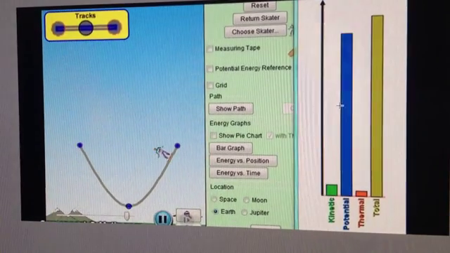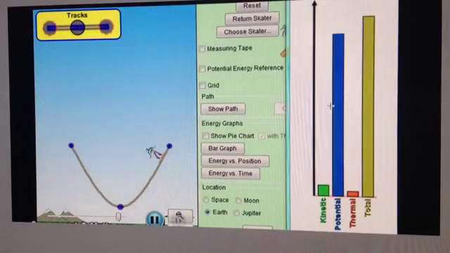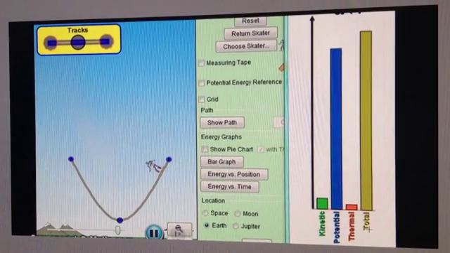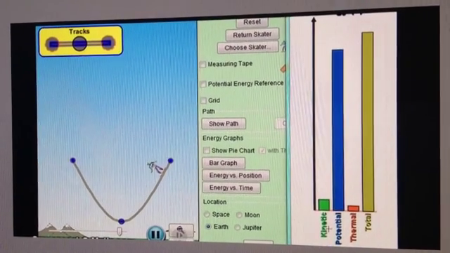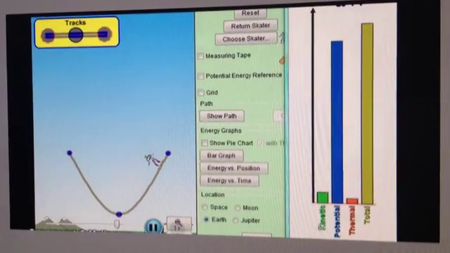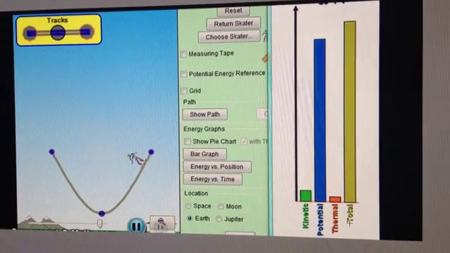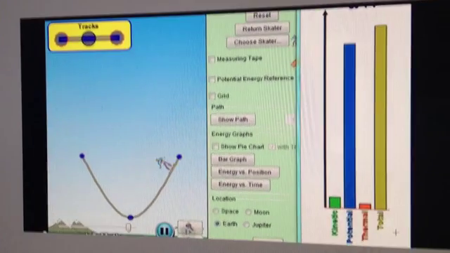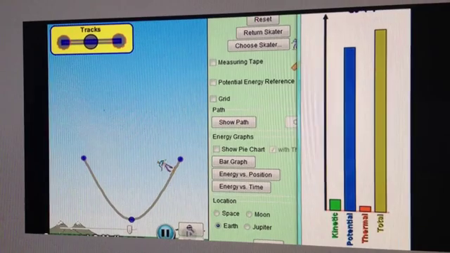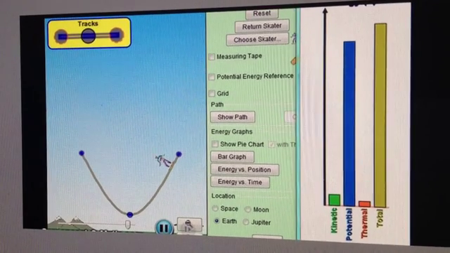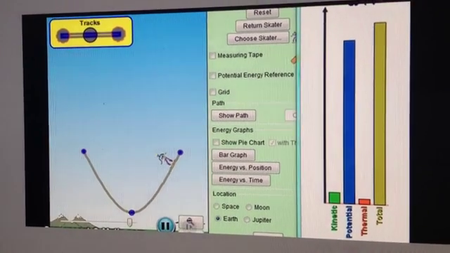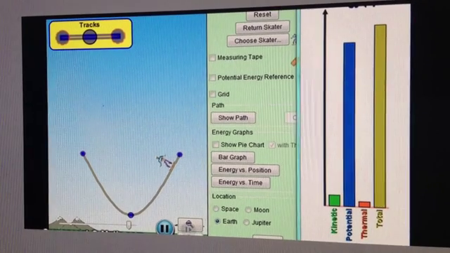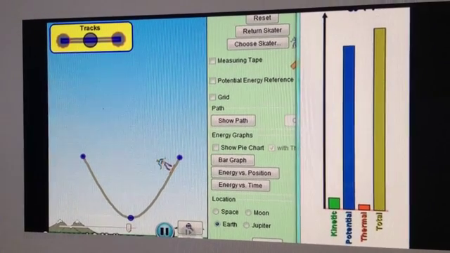So here, on the right, maybe your left, I don't know. There's a graph here that shows you the amount of kinetic, potential, thermal, and total energy. However, we're not going to be looking at thermal energy, at least not yet. On the left, or my left side, is the actual curve. Where is the mouse? Oh, here it is.